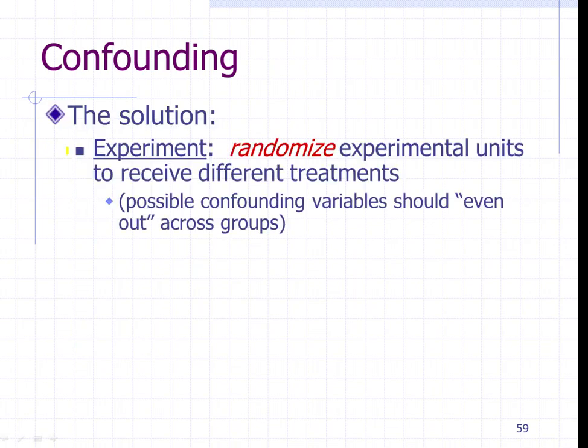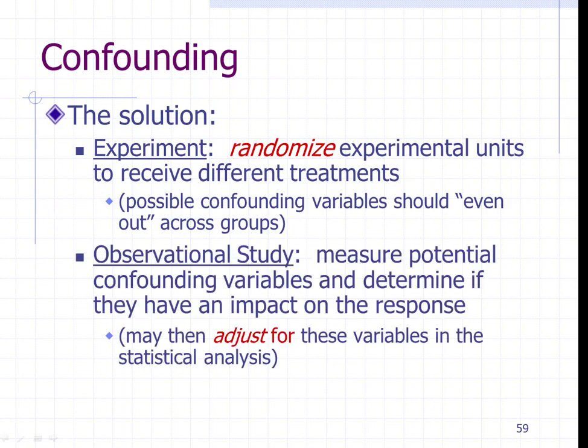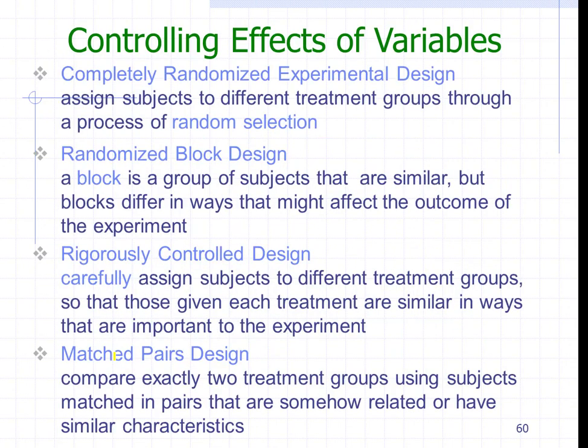When we do experiments, we randomize the subjects so that any confounding would even out across groups. But when we do observational studies, there are ways to adjust for some of these variables, and that gets into some fancier statistical techniques that are beyond the reach of this course. So what happens? We're going to completely randomize experimental designs. We can have randomized block designs.